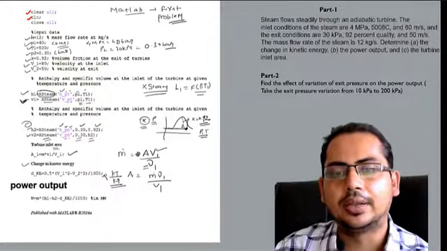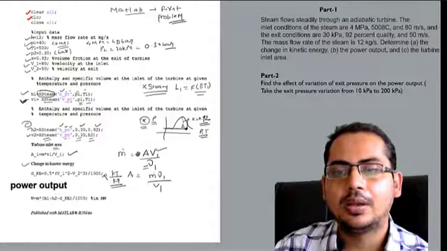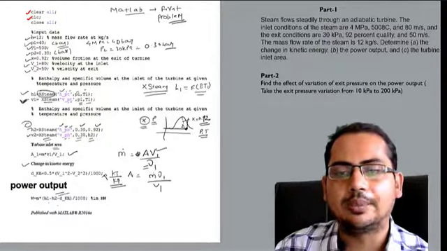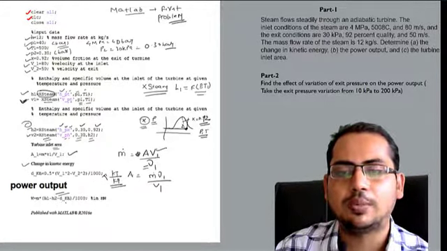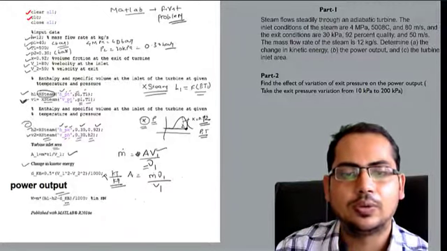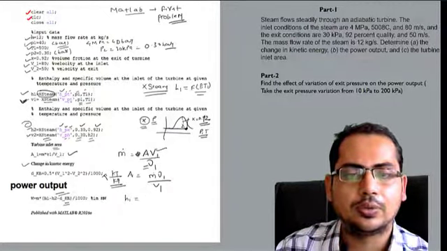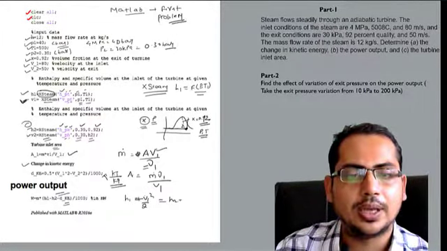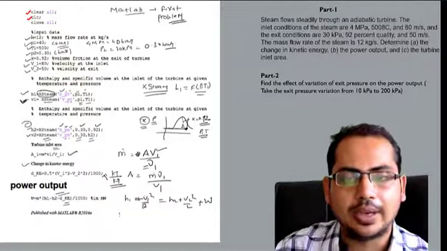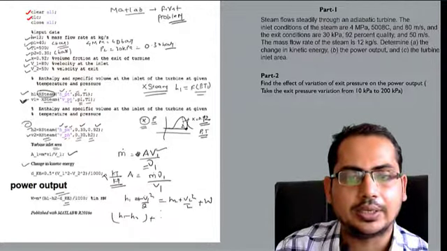So that will give it in kilojoule per kg. Power output is simply H1 minus H2 minus the change in kinetic energy. So H1 plus V1 square upon 2 is equal to H2 plus V2 square upon 2 plus W. So H1 minus H2, and this will give the change in kinetic energy. Delta KE is equal to W.